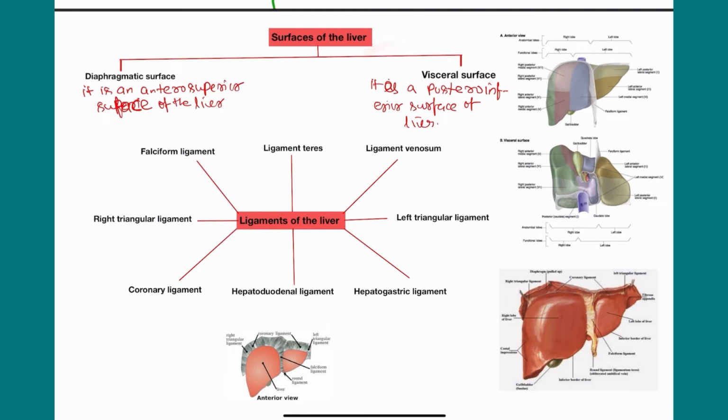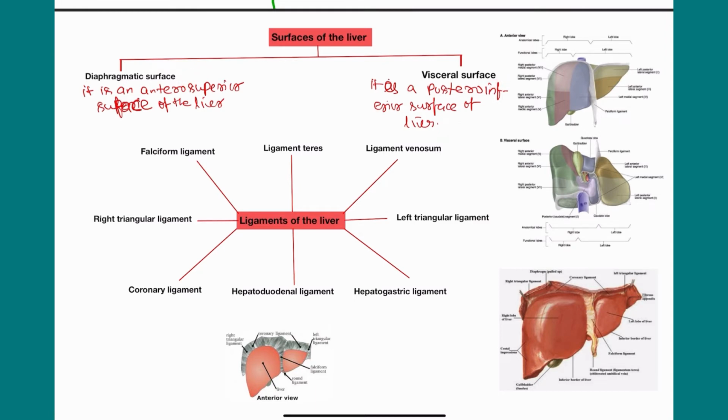There are two surfaces, diaphragmatic and visceral surfaces of the liver. The diaphragmatic surface is the anterior superior portion because it's close to the diaphragm. The second is the visceral surface. Where is it present? Posterior inferior surface. So there are two surfaces, diaphragmatic and visceral.